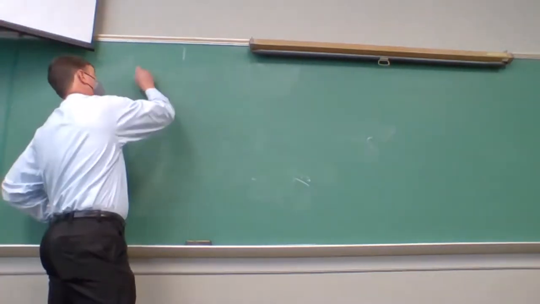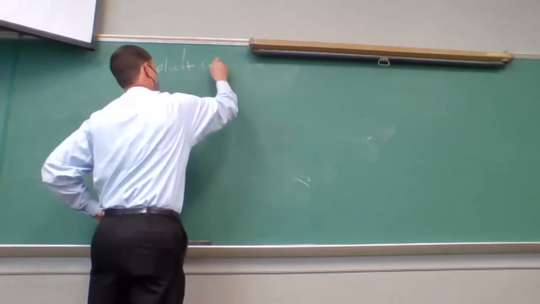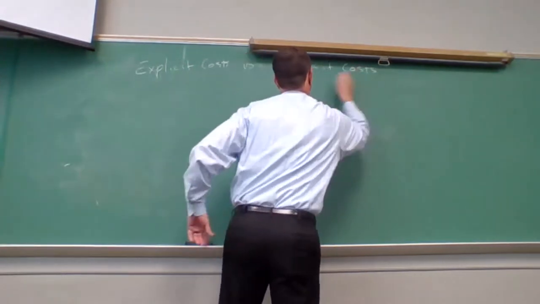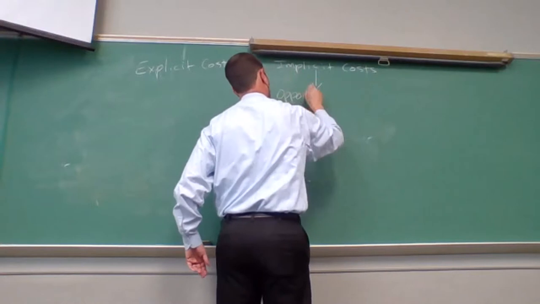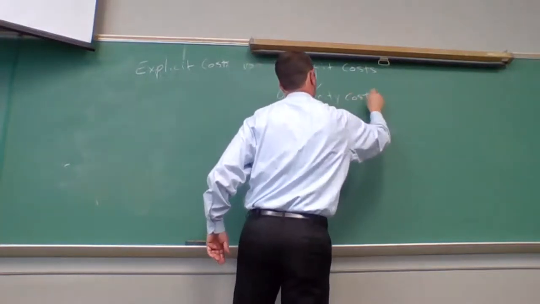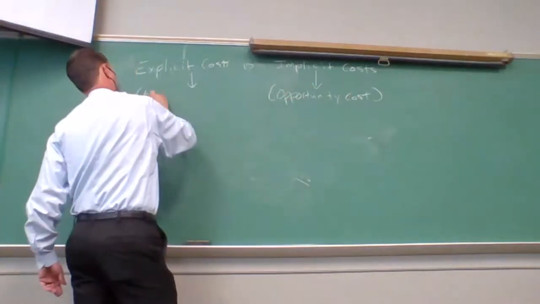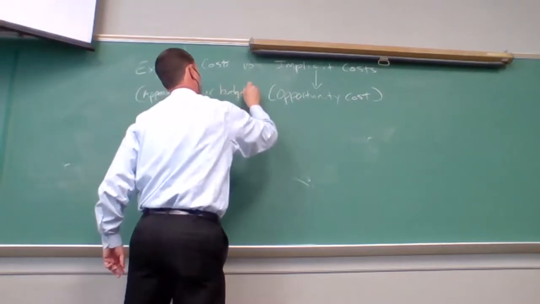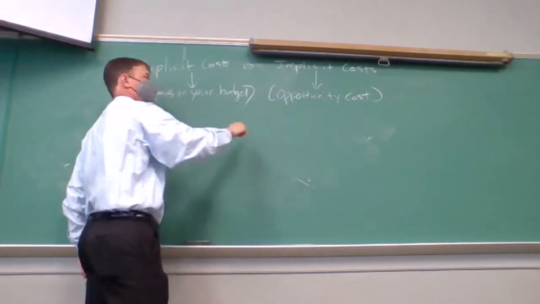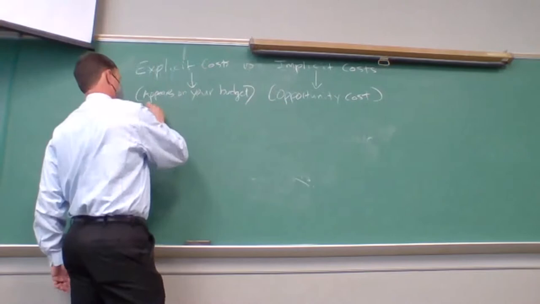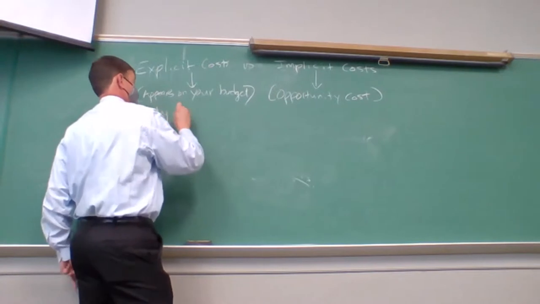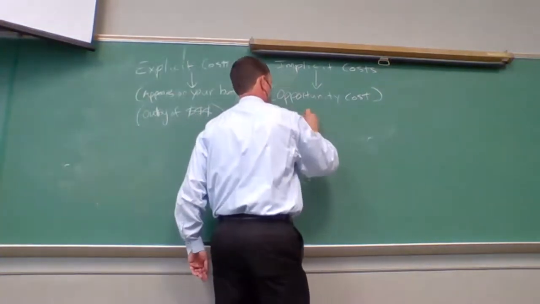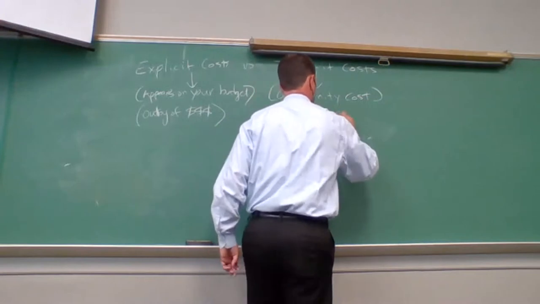Everything has a cost. So you have explicit cost versus implicit cost. Implicit costs don't appear on your budget, your accounting forms. Implicit costs are opportunity costs, okay? This is an outlay of money. This is a cost of opportunity.